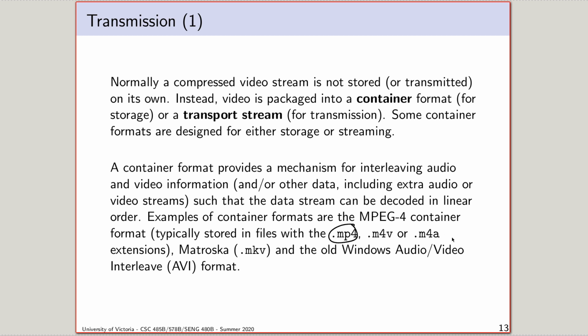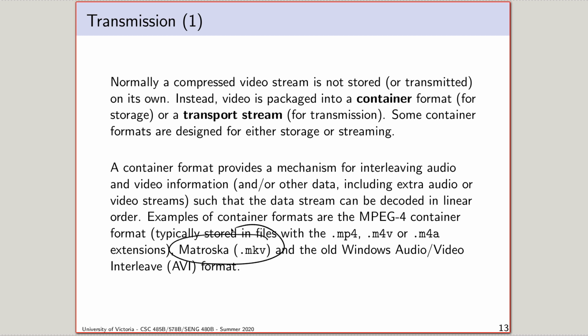MP4 or .m4v. That's a raw container format, or relatively raw container format defined by the MPEG-4 standard. MP4 would be an MPEG-4 video and audio stream multiplexed together. Usually you use M4V for a video stream by itself and M4A for an audio stream by itself. You might also see .AAC, which is AAC being one of the codecs defined in the MPEG-4 standard.